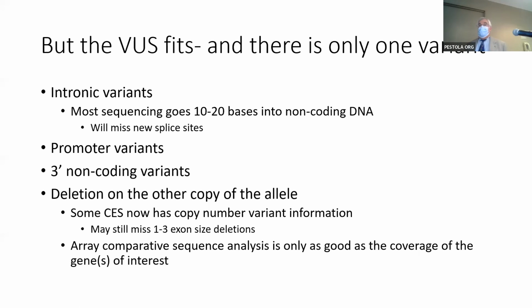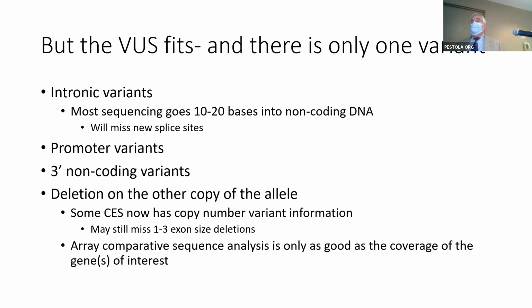Okay, so that's great because you had one pathogenic variant, one non-pathogenic variant in your autosomal recessive disease. You got it solved, but what if you only have one? One of the possibilities is that you've got an intronic variant. Why? We only sequence 10 to 20 bases into that non-coding region.